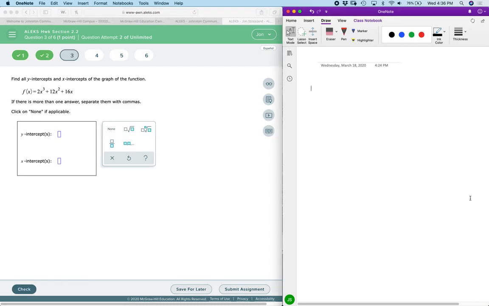Now it says to find all the y-intercepts and x-intercepts of the graph of the function, where the function is f of x is equal to 2x cubed plus 12x squared plus 16x. So you have y is equal to f of x is equal to 2x cubed plus 12x squared plus 16x.